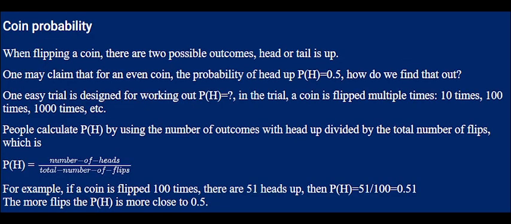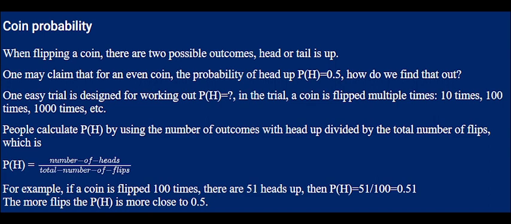Coin probability. When flipping a coin, there are two possible outcomes, heads or tails. One may claim that for an even coin, the probability of landing on heads is 0.5. How do we find that out? An easy trial that is designed for finding the probability of this is flipping a coin multiple times. For example, you can flip it 10 times, 100 times, or even 1,000 times, etc.